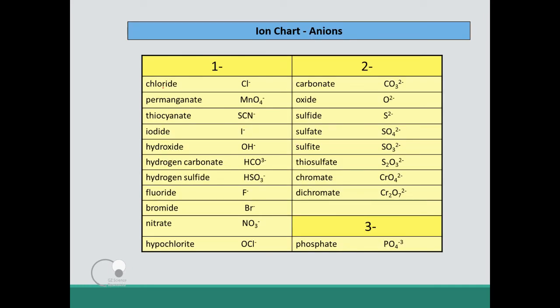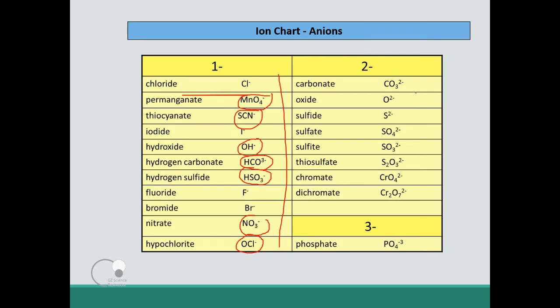Whereas these non-metals have gained electrons. These ones here have gained 1 electron, and then we've got some interesting groups here. So we've got the permanganate ion, the thiocyanate ion, hydroxide you might have come across before, hydrogen carbonate, which is what baking soda is made from, hydrogen sulfide, nitrate and hypochlorite. You need to be really familiar with the ions in these two tables, cations and anions.